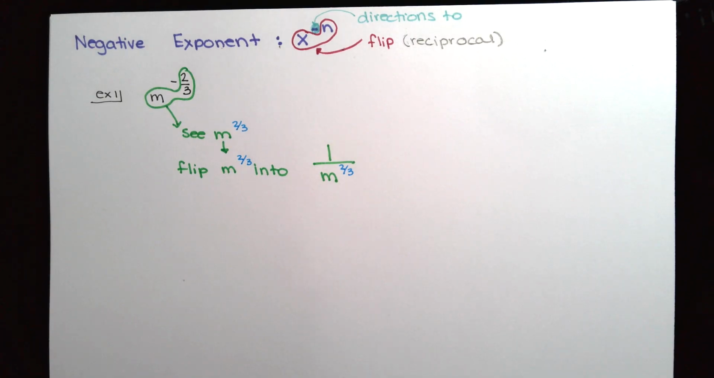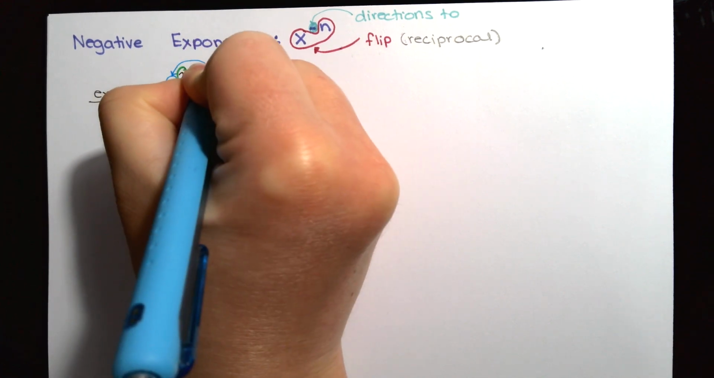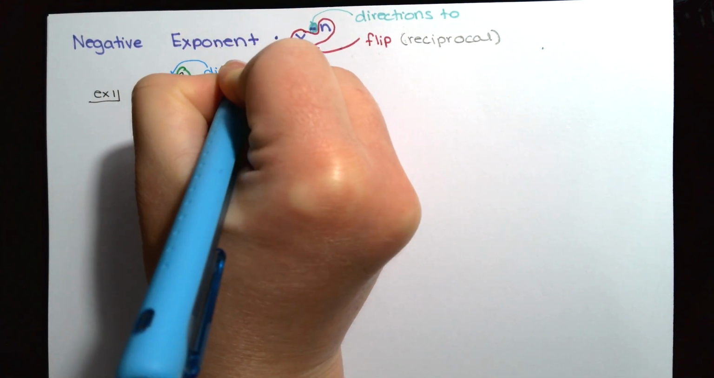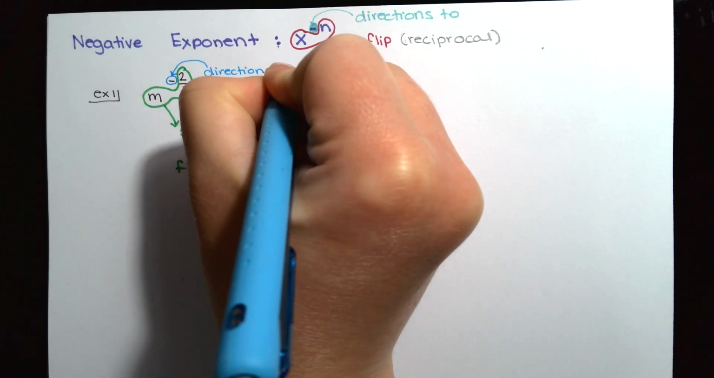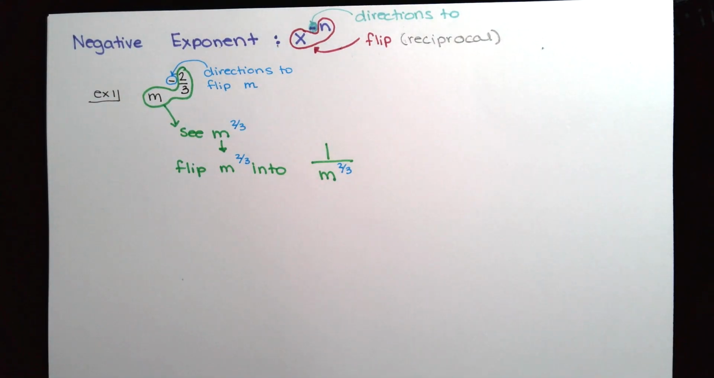Notice I'm not flipping 2/3. I'm not doing anything. All I am doing is using this negative as directions to flip m. Okay, now m happened to have an exponent, so that's fine. Take the exponent with it, but you are not flipping the exponent, you are flipping m. You are taking the reciprocal of the base.